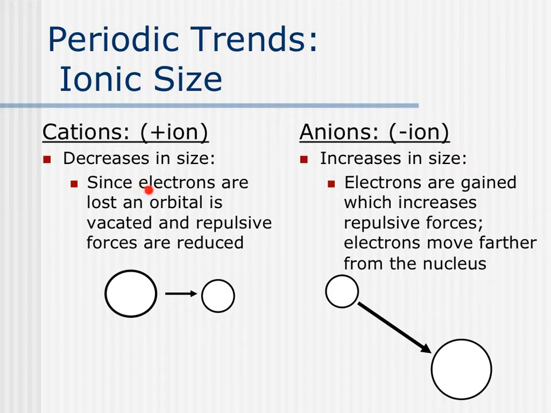Well, since cations are losing electrons, they're going to decrease in size. So you're going to have your atom here, it'll become a smaller ion. Anions, they're gaining electrons, so you're going to increase your repulsion forces. So that means that those electrons aren't going to want to be as close to each other as they once were, so your atoms actually get larger.